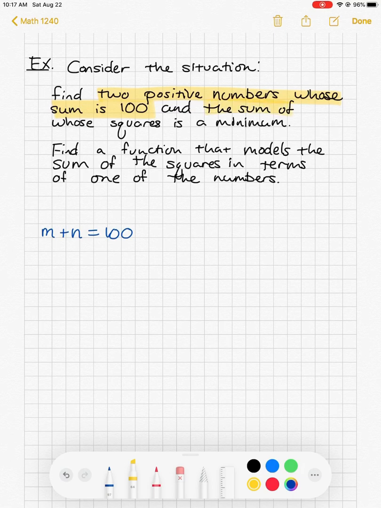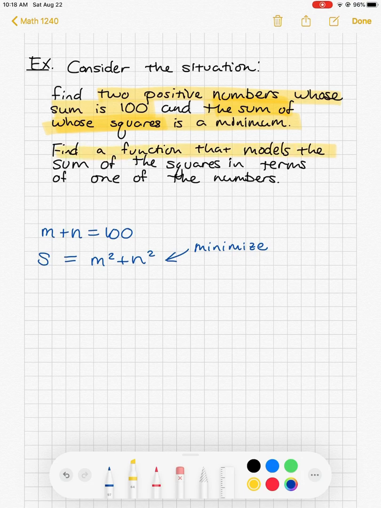The sum of whose squares. So that means I square each number and add the two. That's the sum of the squares. So I guess like that formula, that would be like the sum function. It's a function of both m and n. So the goal really is, the question here says, the sum of whose squares is a minimum. So like the idea here would be to minimize this function. But let's see what the rest of this says, because they're really not asking us to solve.